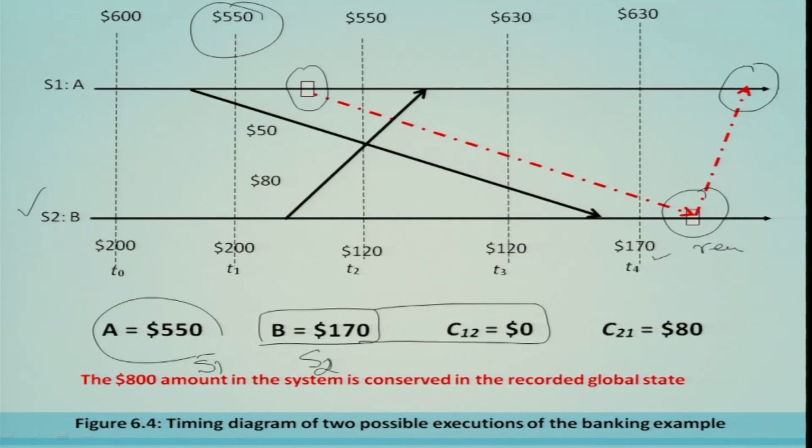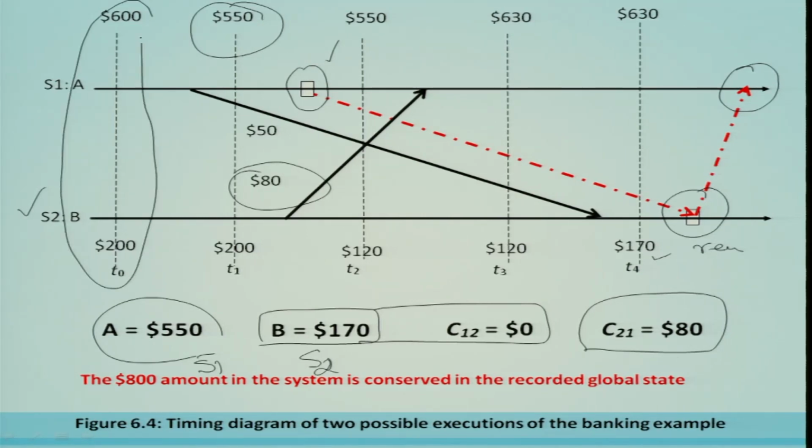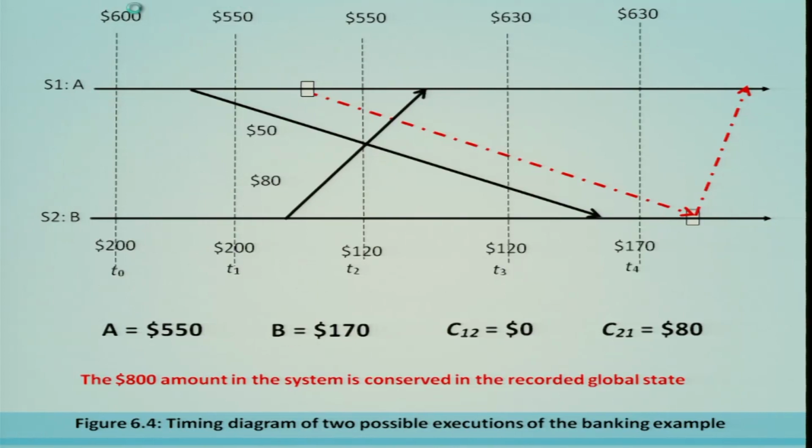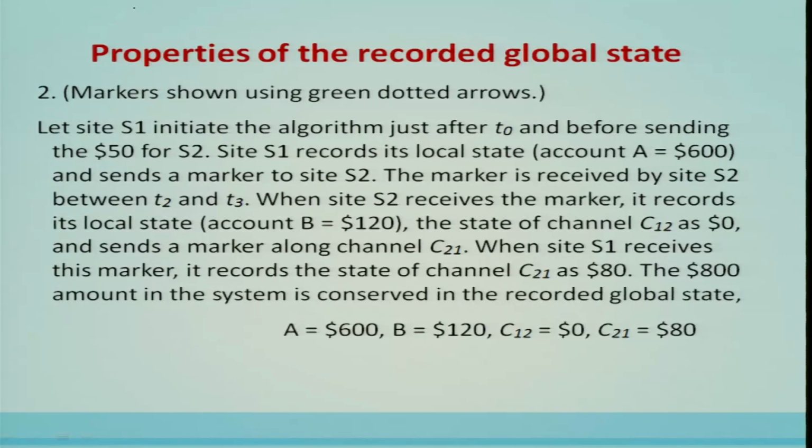Site S1, on receiving this particular marker, will initiate the marker receiving rule. The second condition applies, because it has already recorded its state, so now it will only record the state of this particular channel, and that is C21, which basically has the $80. This particular portion will be captured over here. So if you sum them, it will become 800, that is nothing but the start condition of the system. Hence the system correctly records the consistent global state.